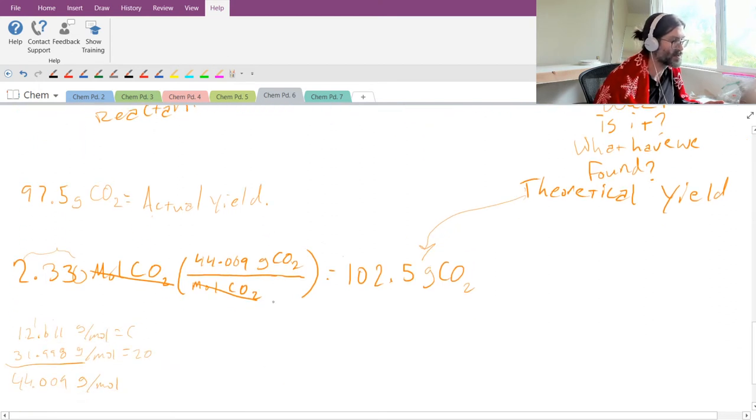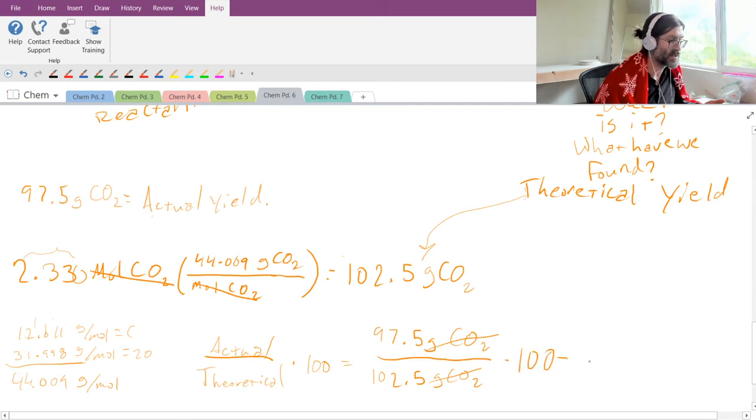So we have our actual yield. We'll take actual yield over theoretical yield, and we'll multiply it by 100 because we want a percentage. So our actual yield is 97.5 grams of CO2, and our theoretical yield is 102.5 grams of CO2. Look at this. Grams of CO2 cancels. We multiply it by 100 to get a percentage.